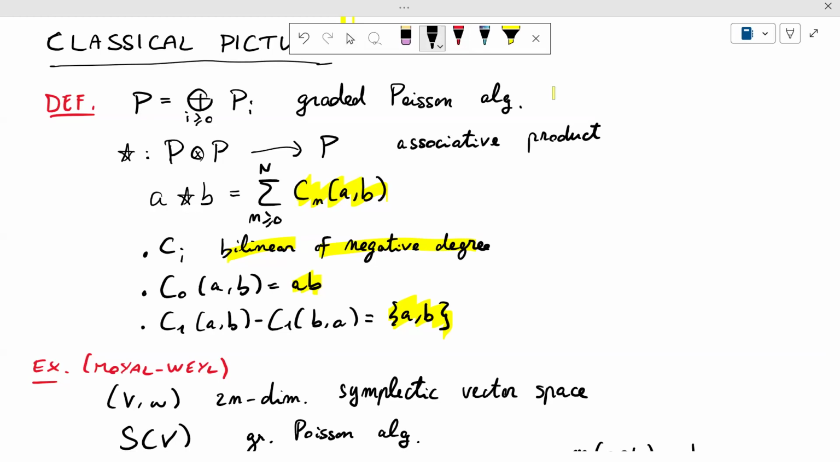Now, usually when people talk about star products, they also care about the formal deformations. So maybe they'll add a formal parameter, t, and take this to be an infinite series. Here, with the assumption we made that these things are graded, all these further terms in the deformation are of increasing negative degree, so this will always be a finite sum for degree reasons, and we can get rid of this t, putting t equal to 1. So this is a slightly special case.